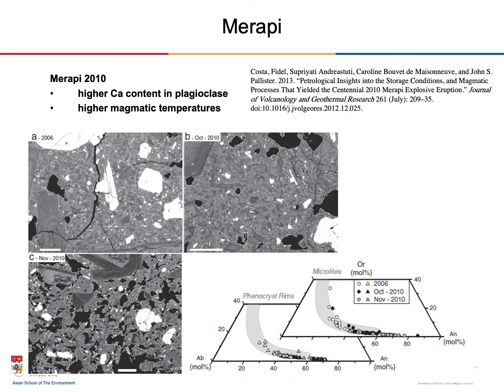Okay, so earlier we have seen what analysis we can do with X-ray spectroscopy and the secondary electron scanning electron microscope. So what are the things we can do? Here I put some examples utilizing those techniques to find out what storage conditions led to the explosive eruption of Merapi in 2010. This was a paper by Fidel, published in 2013.